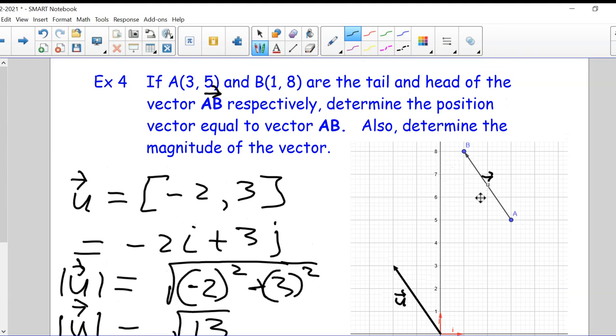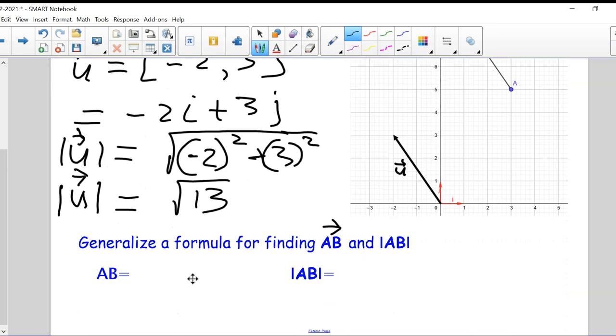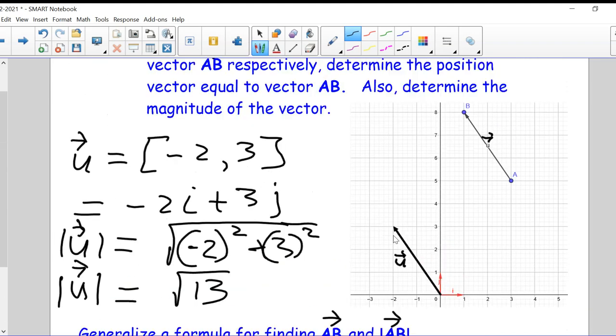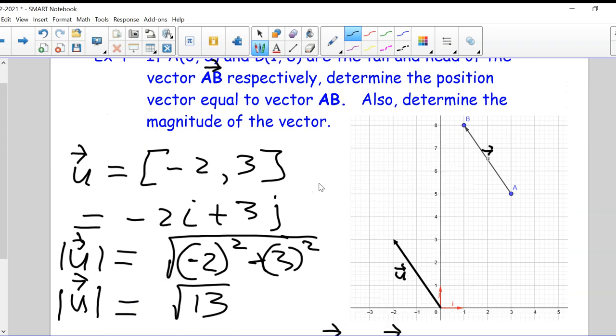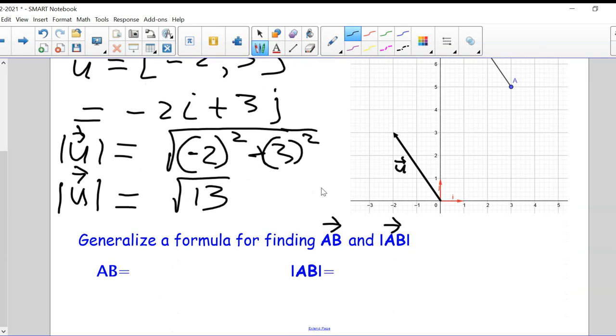Tail to head. But now they want a generalized formula for finding AB and the magnitude of AB. So can we generalize that? We kind of eyeballed it and said that the vector that represents that is the vector minus 2, 3. But is there a way that we could take two points in space? One point is the tail of the vector, 3, 5. The head of the vector is 1, 8. Is there a generalized way for us to come up with it?